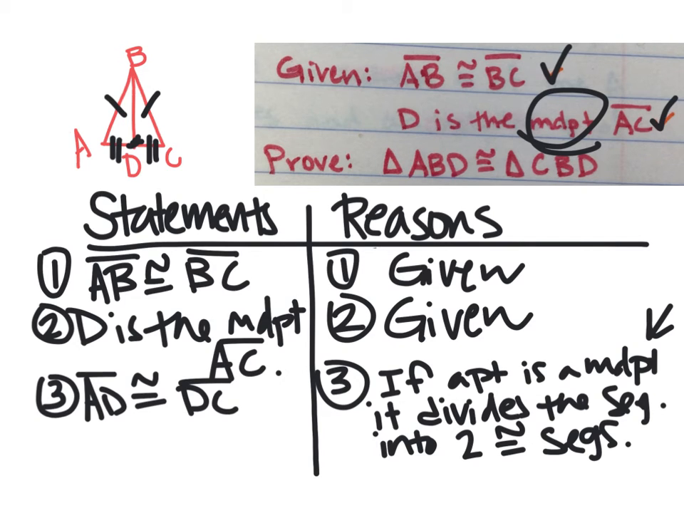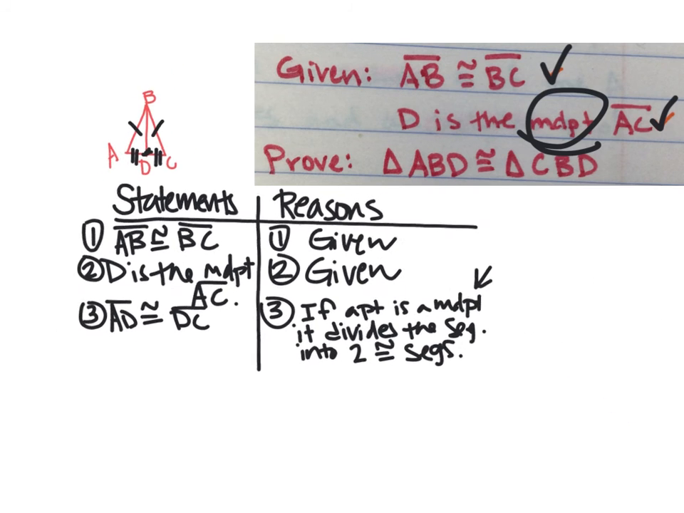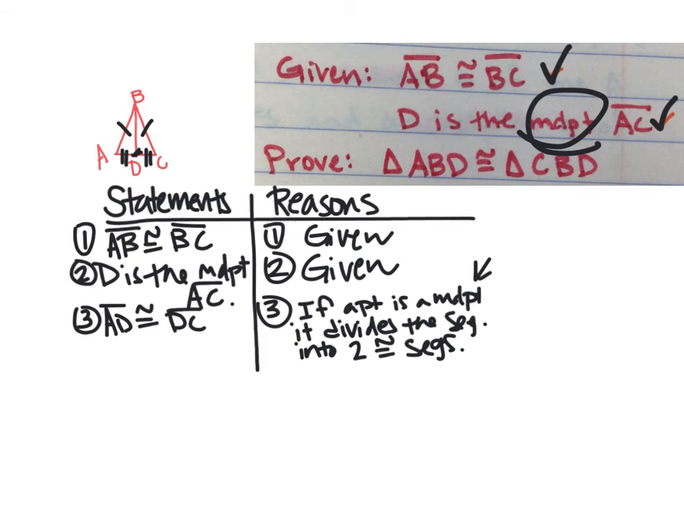I'm out of given information. So what am I going to do? I'm also out of room. Let's see if I can squeeze a few more in this way. I'm out of the information. I don't have anything else. I've got to look at my picture, and there's one more thing that I know based on looking at this picture. I know that BD is congruent to itself. I know that BD is congruent to BD.